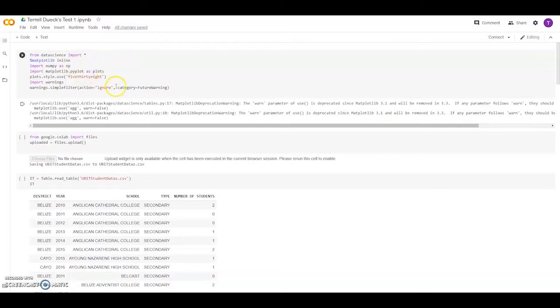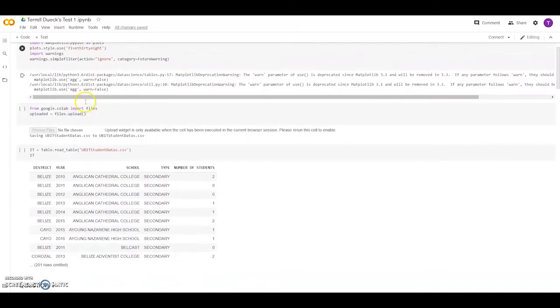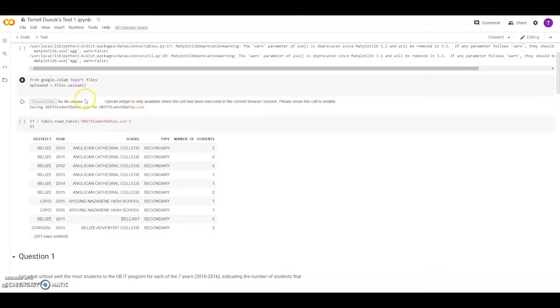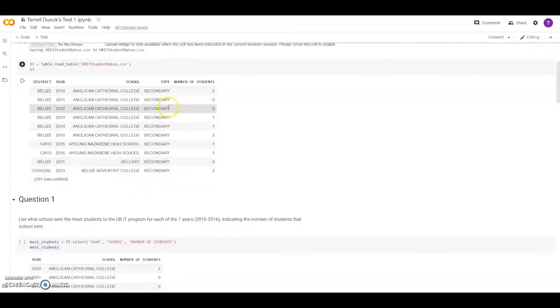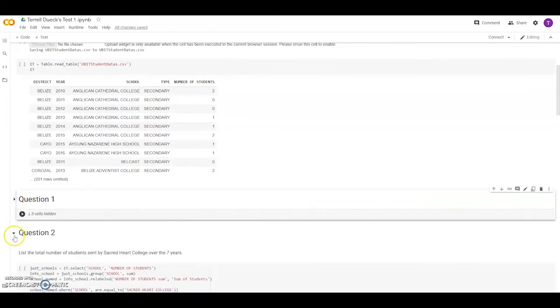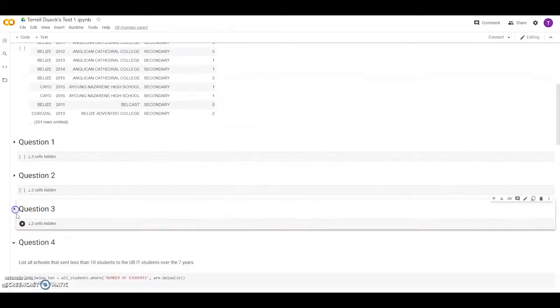I'll be explaining the coding that I've used and the time that I've been able to do this. We'll start at the beginning with our first cell, which is always going to be reoccurring. We upload the table, we load the file, we open the table. So we start with our question 1.